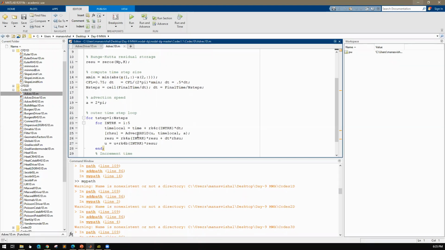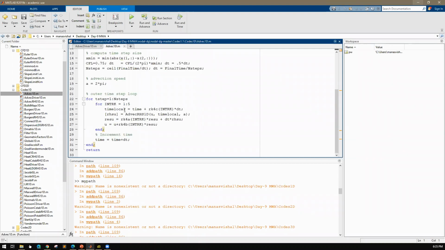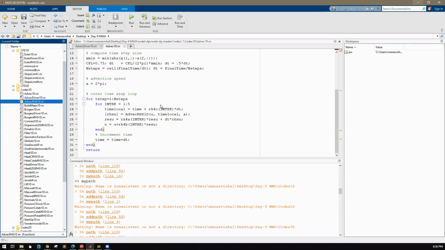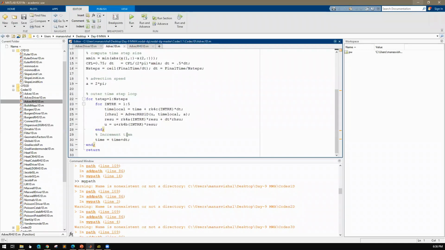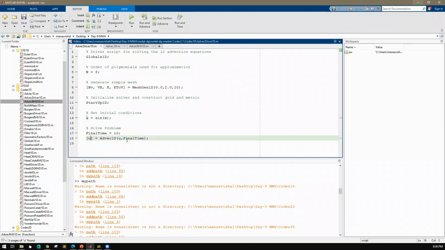You have to look for something other than DG for RK for time integration. So basically, here you are integrating over time, and you are passing the flux, which is the RHSU, which computes the right hand side of the U function from this file advec RHS1D. And here you are constructing the flux and passing it to the time integration in advec 1D. And after running these whole three codes, you will get the final solution of U stored in the array U.